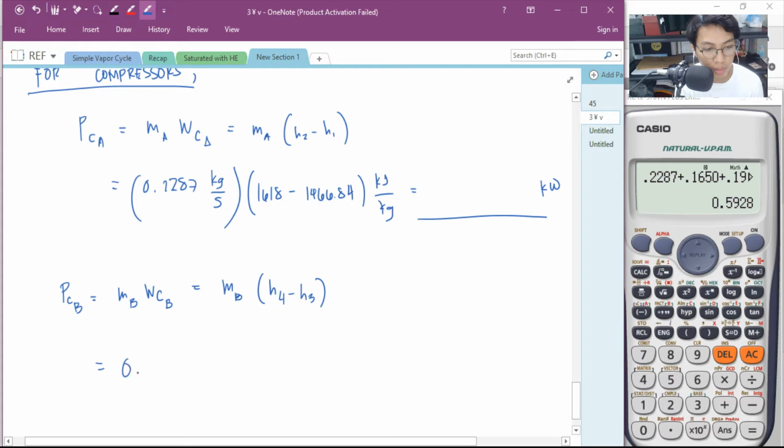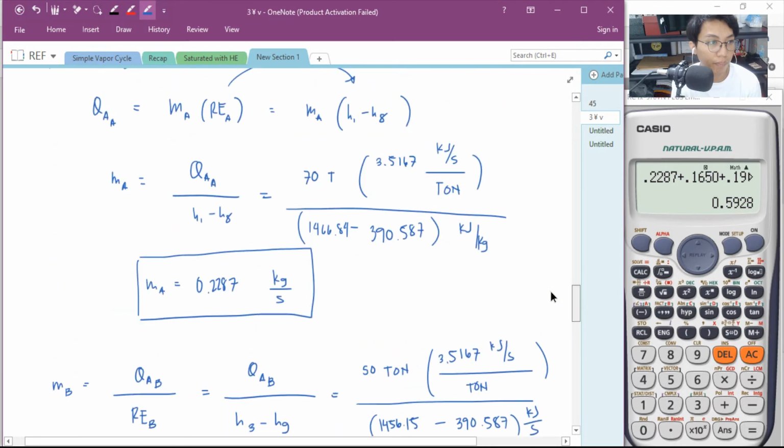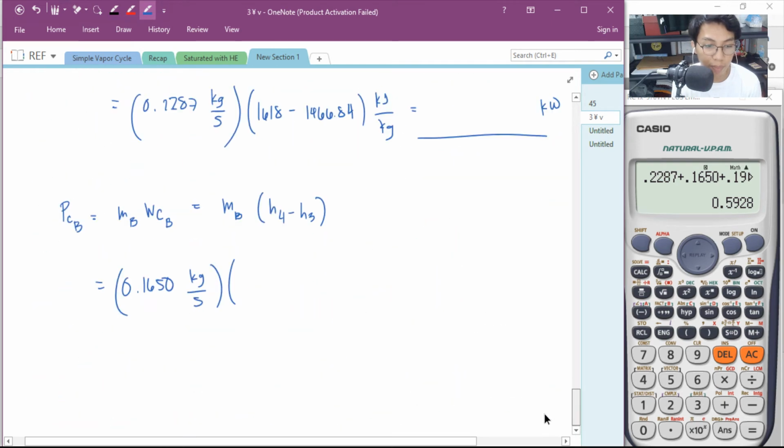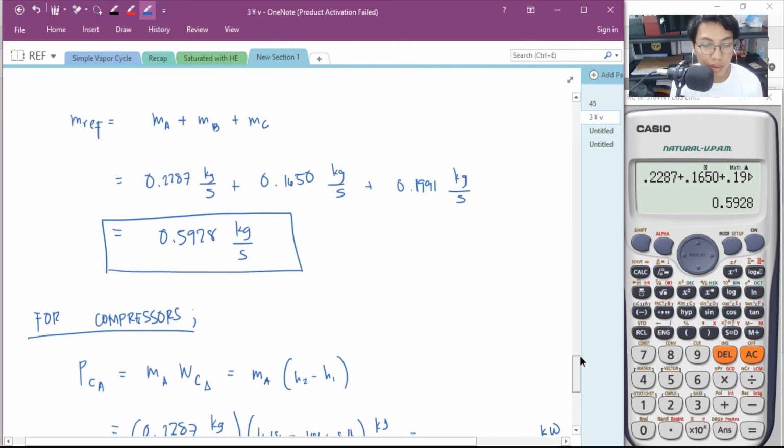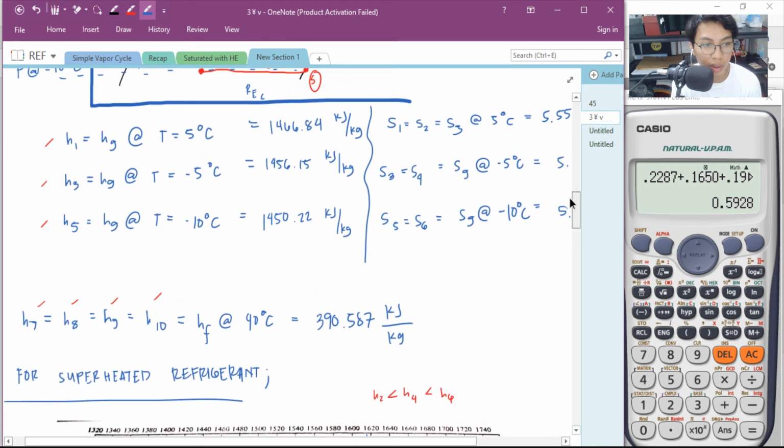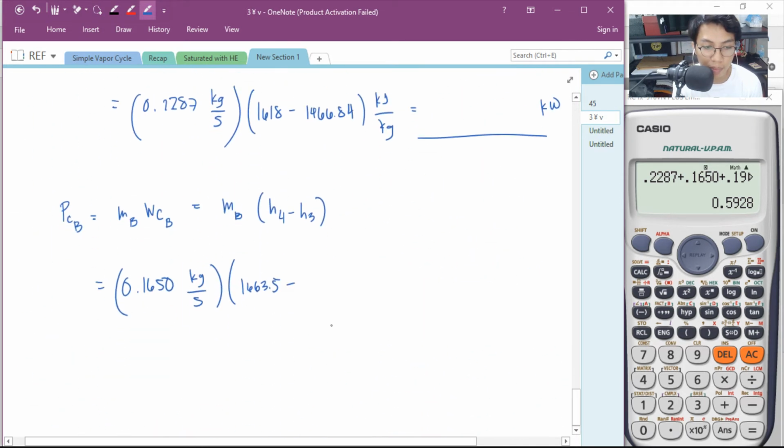This is 0.1650 kilogram in every second multiplied to H4. H4 is 1663.5 minus H3. What is H3? 1456.15 kilojoule per kilogram. So, the answer is in kilowatts.